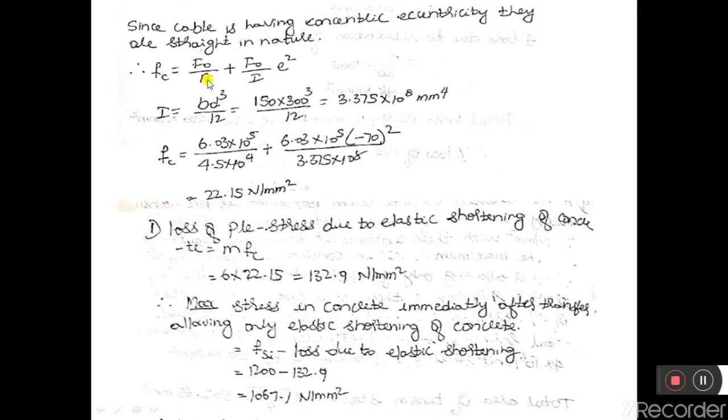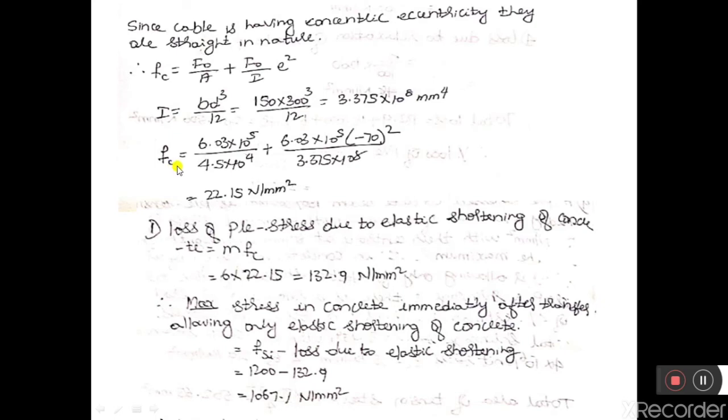Area we have calculated, 300 into 150. I is the moment of inertia, and it is a rectangular section, so I is equal to BD cube by 12. B is 150 and D is 300. So 150 into 300 cube by 12 gives 3.375 into 10 to the power of 8 mm to the power 4. And eccentricity is 70 mm, but it is minus 70 mm because the cable is below the centroidal axis. So substitute the values in this formula.